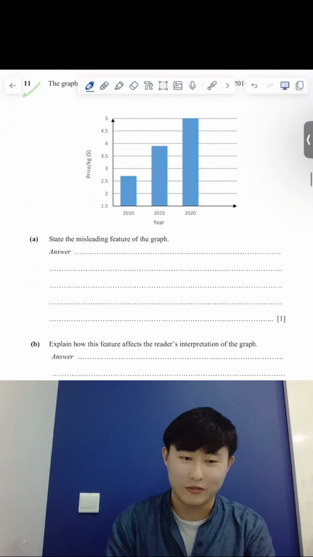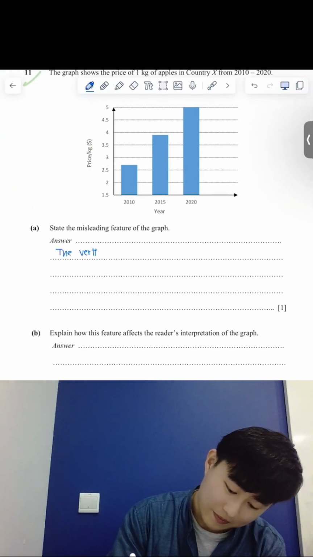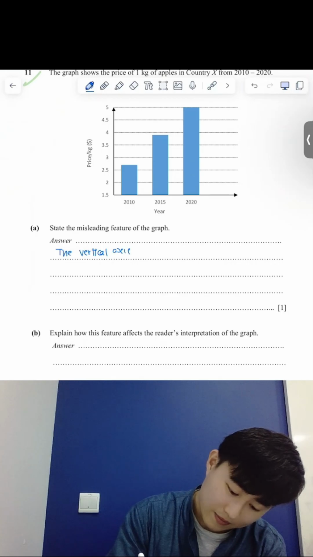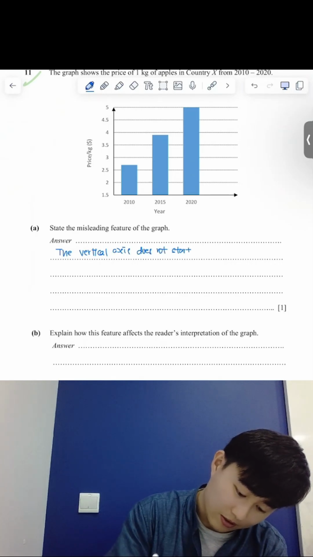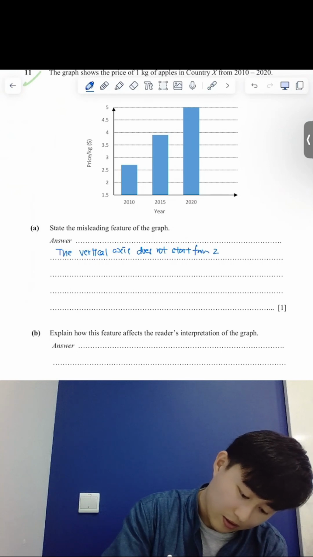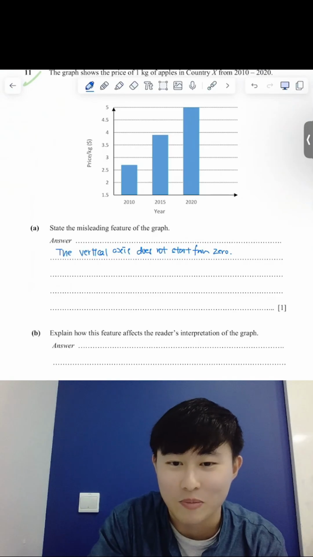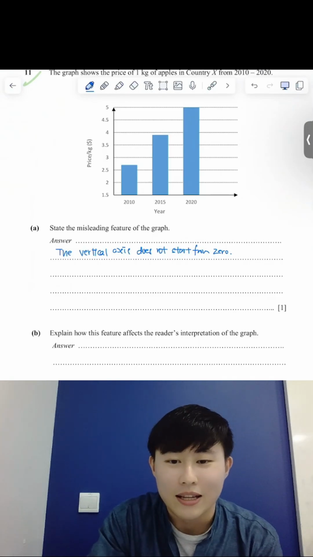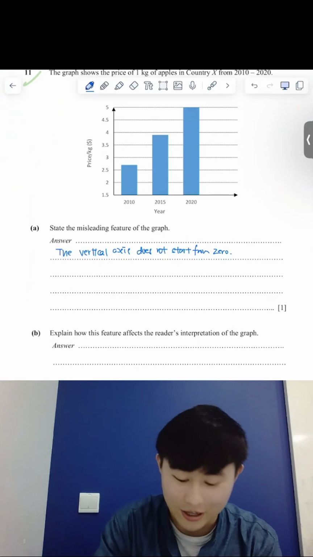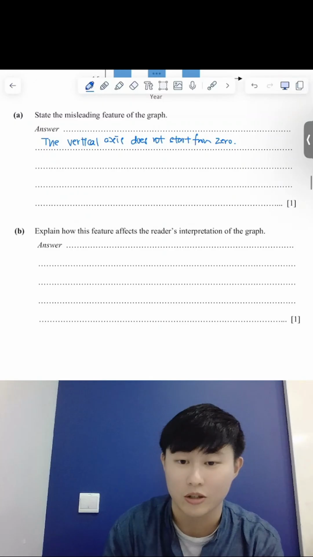So one mark, one free mark. The vertical axis does not start from zero. Very good. Wow, everybody so smart. Okay, now this says explain. You're here to explain, right? Explain how this affects the reader's interpretation of a graph.